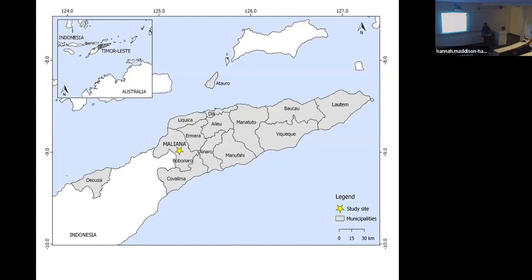This study was conducted in Maliana. For those who know about Maliana, East Timor is like this. If you see the map there, that is East Timor or Timor-Leste, very close to Darwin. This is the Northern Territory here. It takes just 1 hour to get there, compared to research, probably 7 to 20 hours.